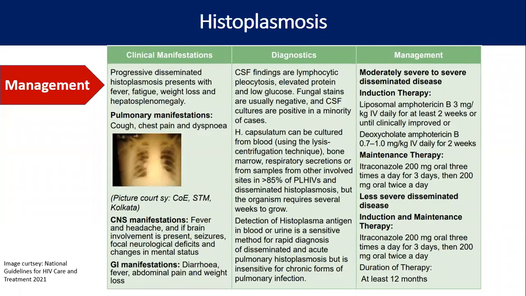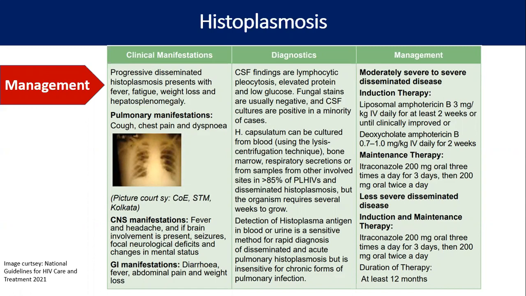Clinical manifestations: progressive disseminated histoplasmosis presents with fever, fatigue, weight loss, and hepatosplenomegaly. Pulmonary manifestations are cough, chest pain, and dyspnea. CNS manifestations are headache, seizures, focal neurological deficit, and changes in mental status. And GI manifestations are diarrhea, fever, abdominal pain, and weight loss.